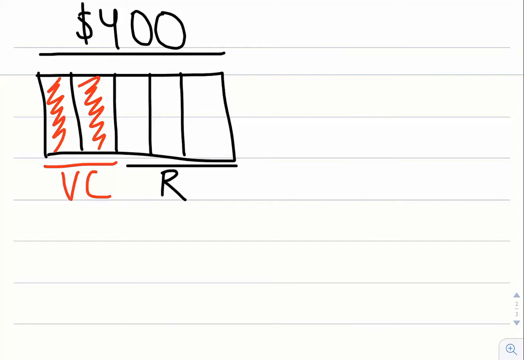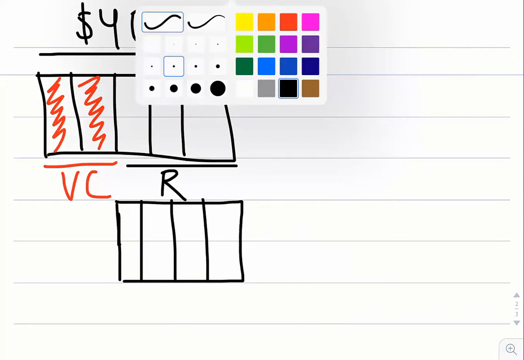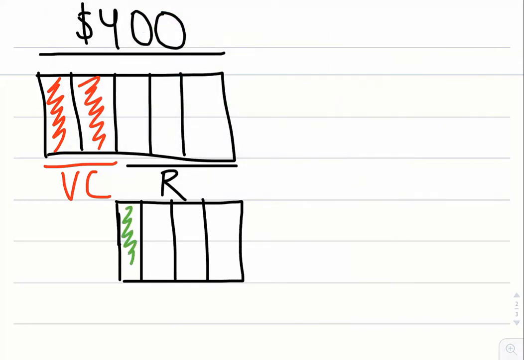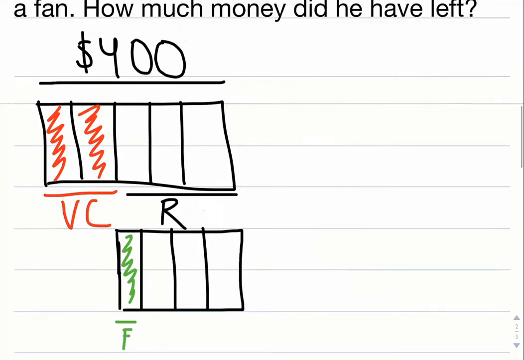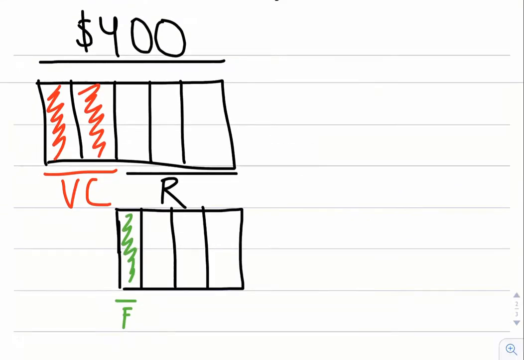So the way to solve this and to prevent this problem from occurring, we're simply going to put in a new box which represents those 3 units above the remainder. And this new box is going to be broken up into 4 pieces, one of which we will color in, and this one box represents the fan. The last sentence asks us how much money he had left. Well, the amount he had left is represented by these empty boxes here.